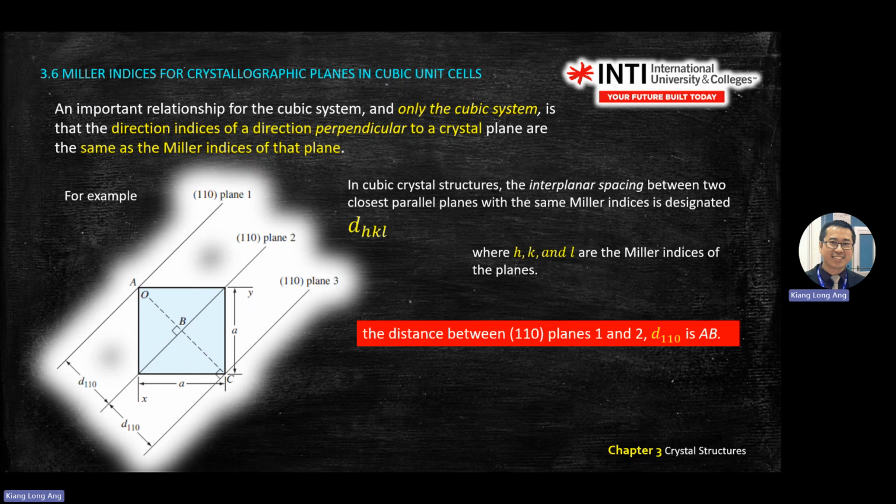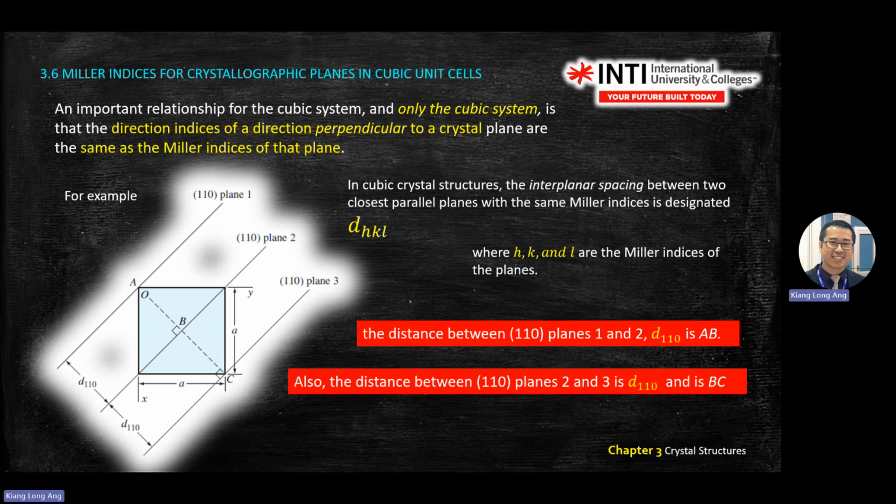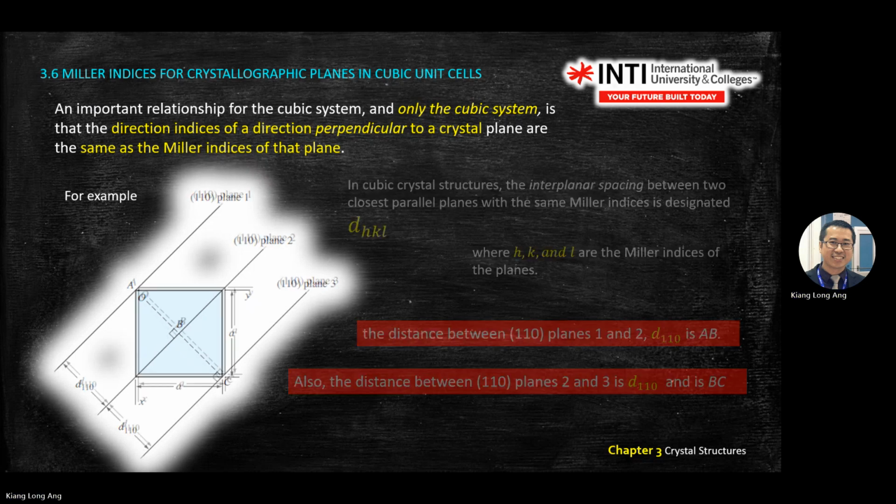So the distance OB, or AB, or BC, will be the same. This is more on the application of the Miller index. Okay, so the rest is from the table, from this diagram.